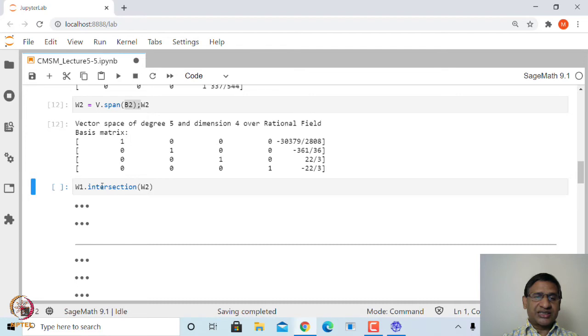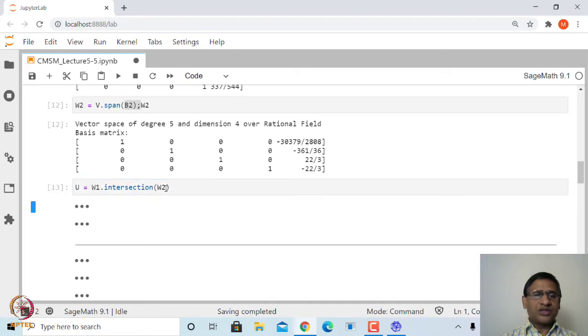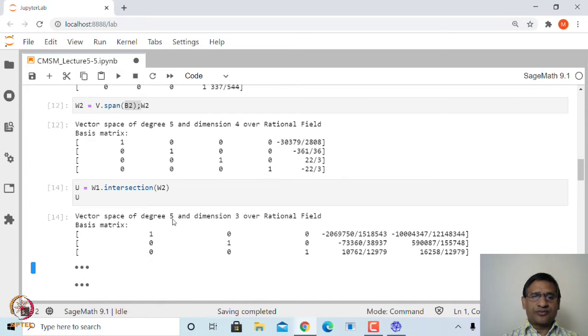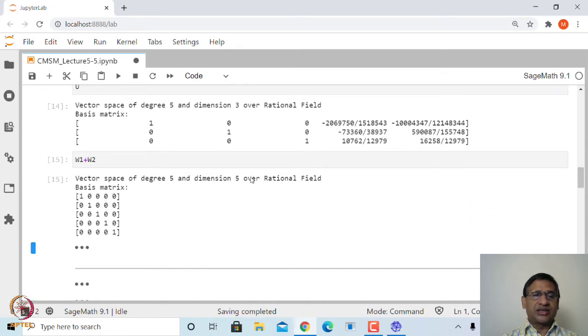So, dimension of W1 and dimension of W2 are 4 each, and let us find out what the intersection is. The intersection of W1 and W2 can be obtained using this intersection function. So, W1 dot intersection W2 gives you the intersection. Let me call this U, that is the intersection. If I say what is U, this gives me a vector space of dimension 3. The intersection is a vector space of dimension 3. And what is W1 plus W2? W1 plus W2 can be obtained by just W1 plus W2, and this is actually a vector space of dimension 5. So, this is the entire space in fact.